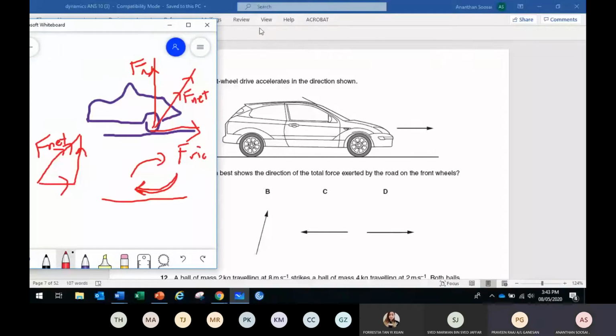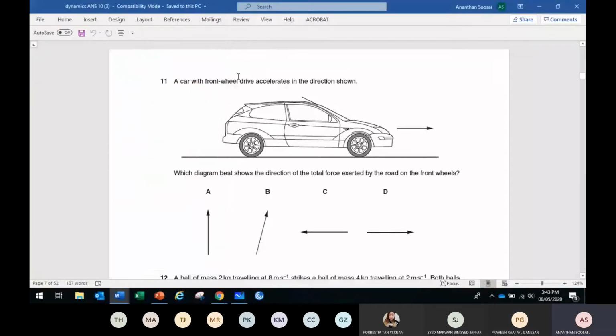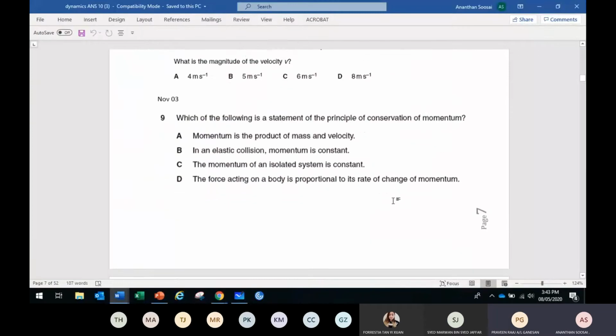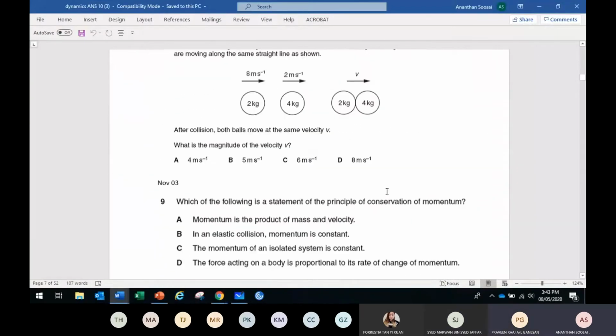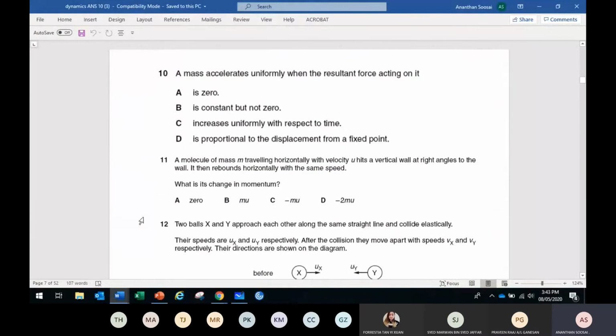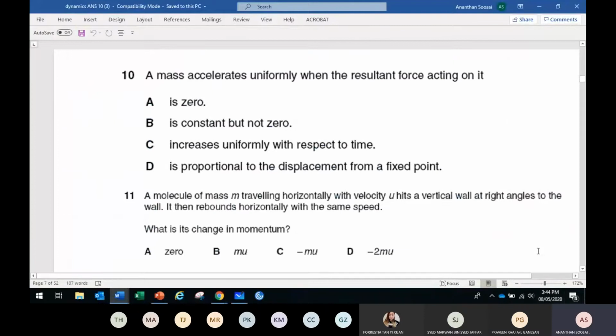Any questions from here? Everyone can understand that. Okay, we move forward. Okay, another tricky one. November 3, question 11. Give me the answer.